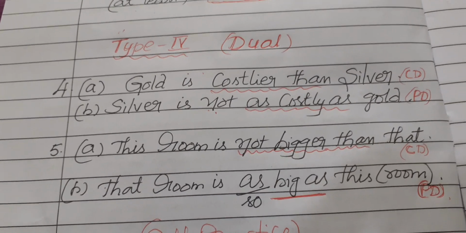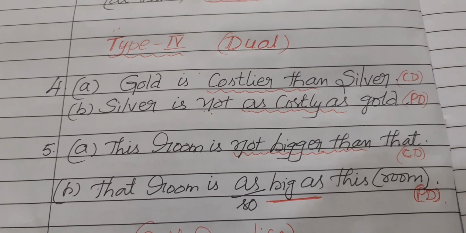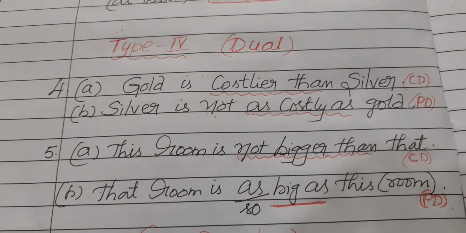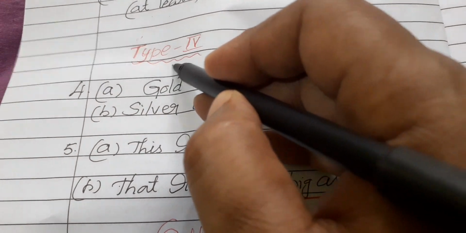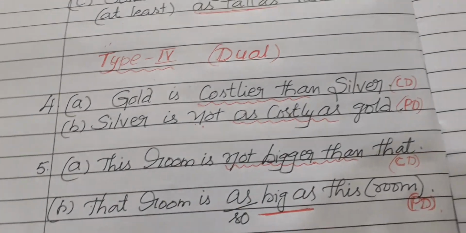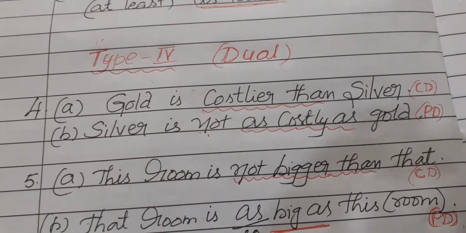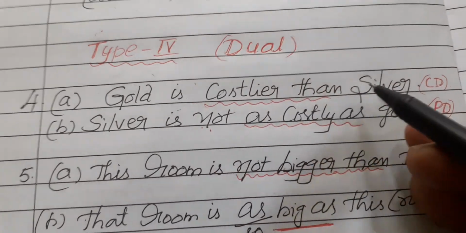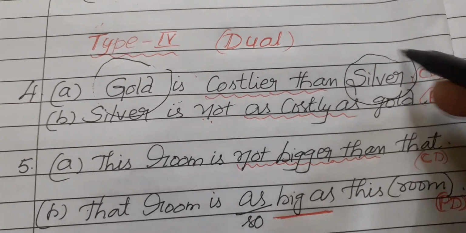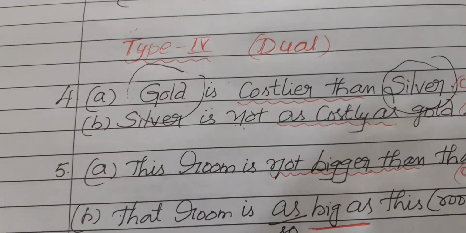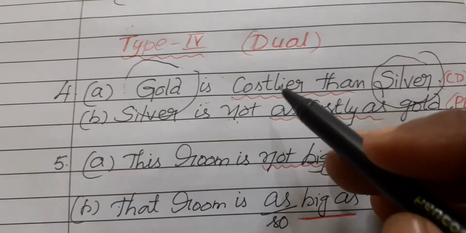What is meant by dual? Your phone has a dual SIM provision. Dual means how many SIMs it has? Two SIMs. Here also dual comparison means two nouns are compared. Here one noun at the beginning and another noun at the end. For example, gold is costlier than silver. Here gold and silver, two nouns are compared here. Gold and silver. Gold is costlier than silver. Costlier.